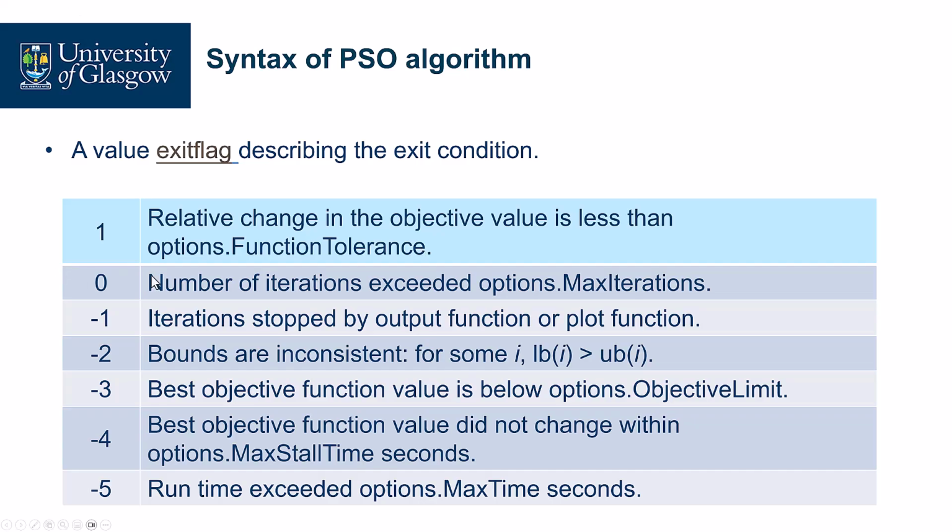The second, number of iterations exceeded options.MaxIterations. This means I set a certain number of iterations according to computing budget or my patience, right, as a stopping criteria. So later on, you can see the following, right? Some of them are not covered in this specialization. That will be the advanced one.